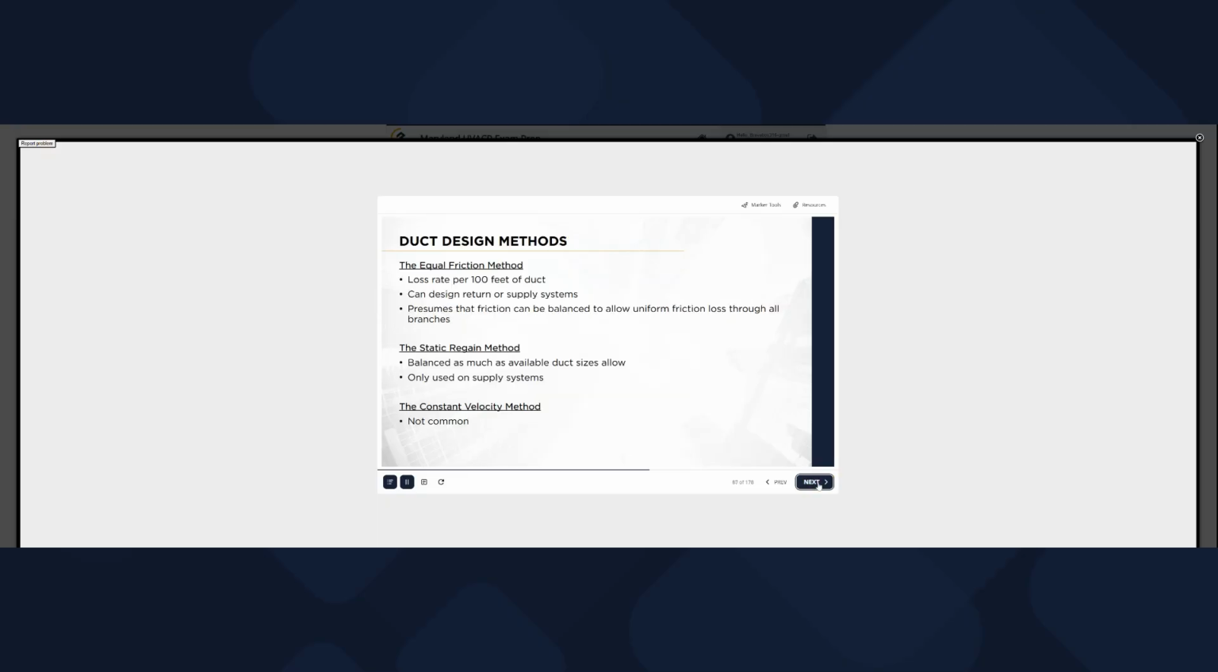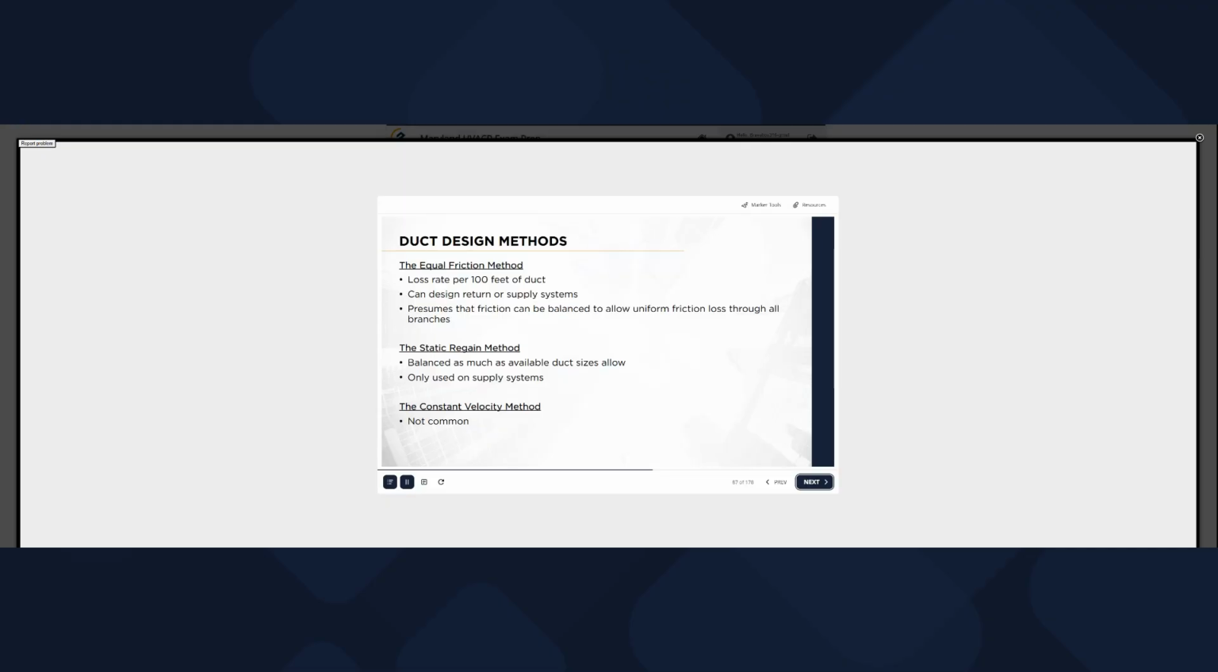Duct design methods. There are 3 acceptable duct design methods. They include the equal friction method, the static regain method, and the constant velocity method. The equal friction method is easier to use, but it does not account for varying lengths. You must use friction loss rates for 100 feet of duct. The equal friction method presumes that friction in ductwork can be balanced to allow uniform friction loss through all branches.